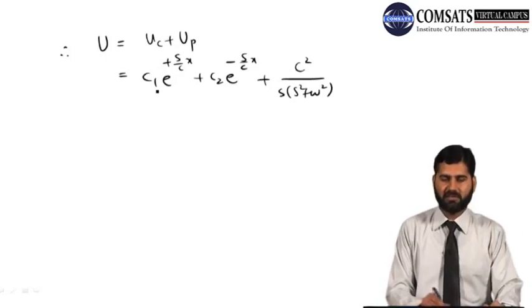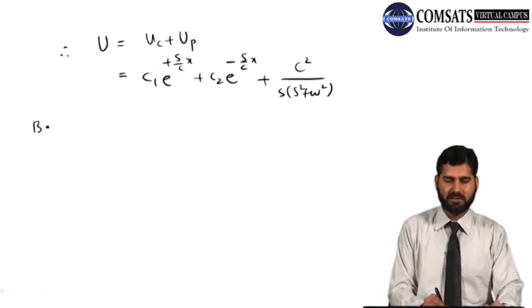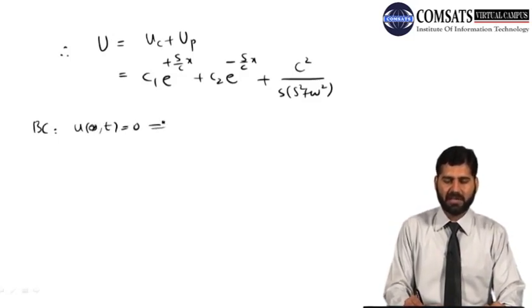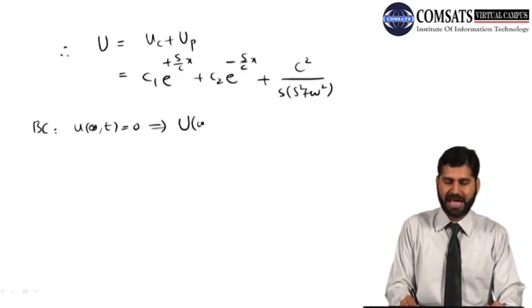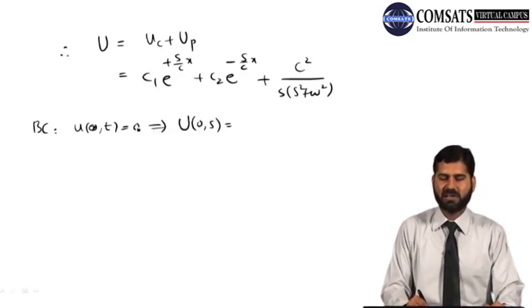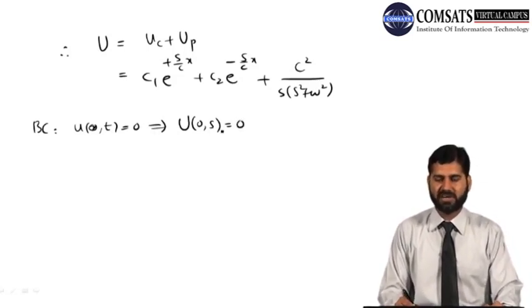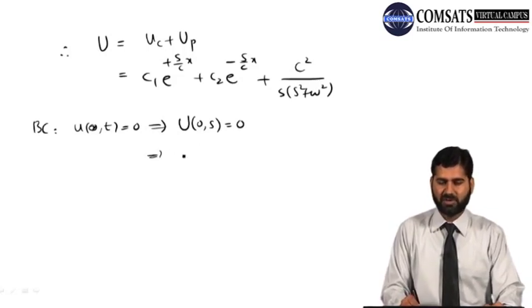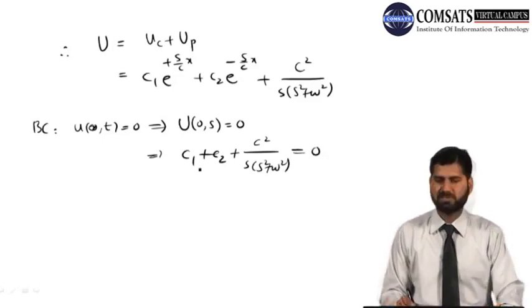Now the boundary condition. Our boundary condition was u(0,t) was 0. So if you take the Laplace transform, capital U(0,s) will be equal to, what was the Laplace transform of 0? It was 0. So it means the same boundary condition. So when x is equal to 0, this implies c1 plus c2 plus c squared over s times s squared plus omega squared is equal to 0. This is one case.